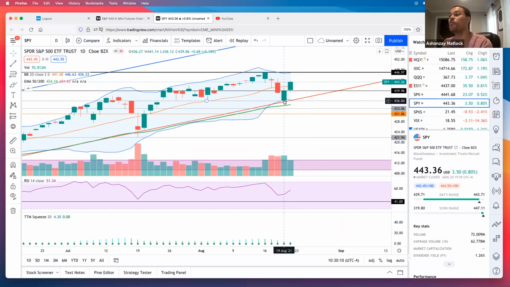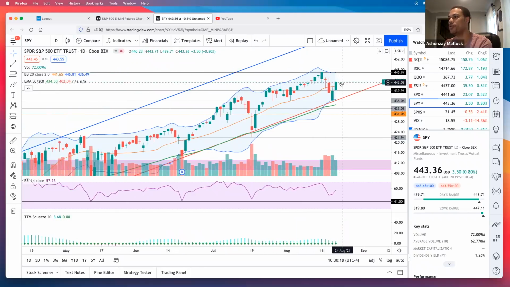Now, once we did get here, as you can see, the buyers came in and pushed the price back up, and then we had a great follow through. So going into next week, we want to continue to see that follow through.